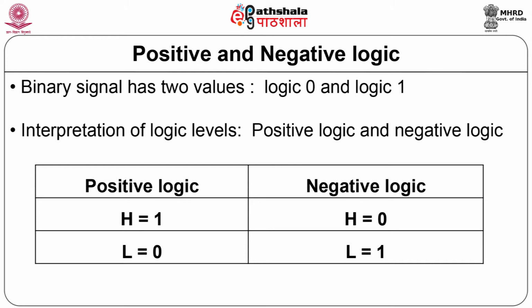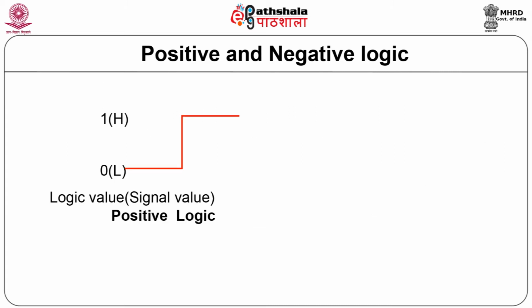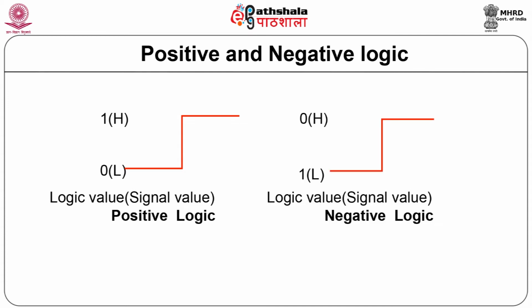You can see this on the slide, how it looks. For positive logic, you can see that the logic value is 0 for low and 1 for high. And for negative logic, the logic value is 1 for low and 0 for high.